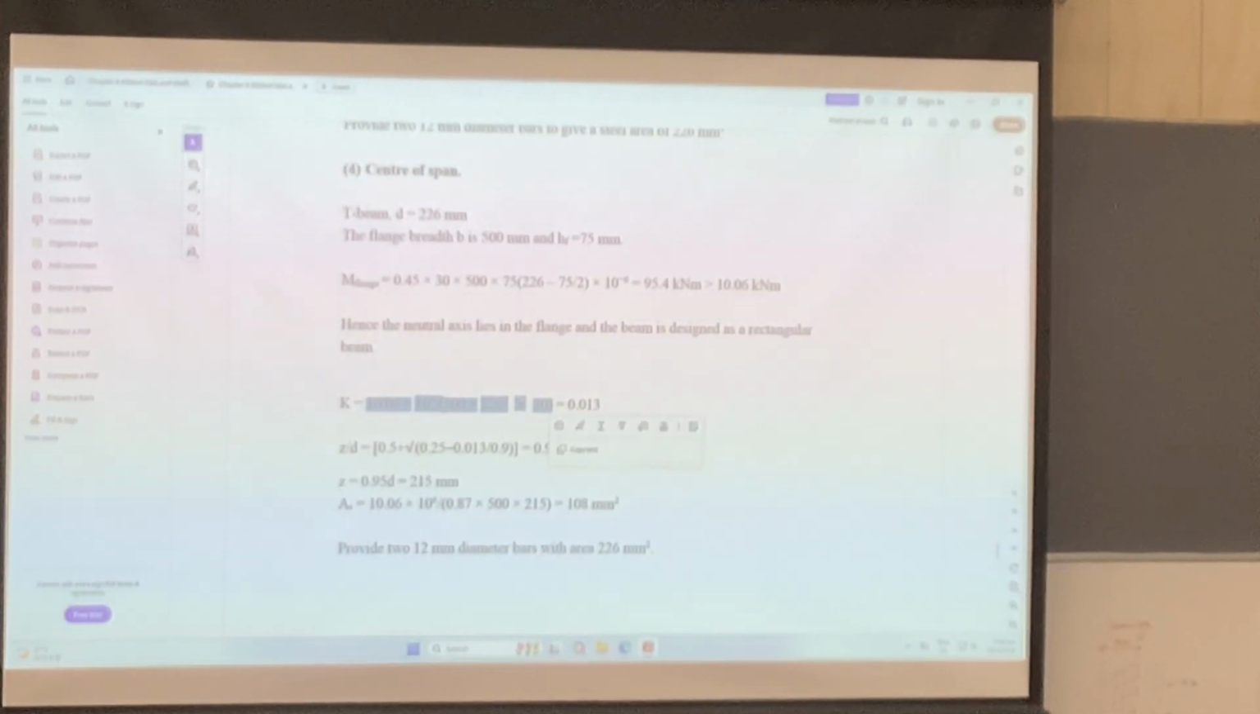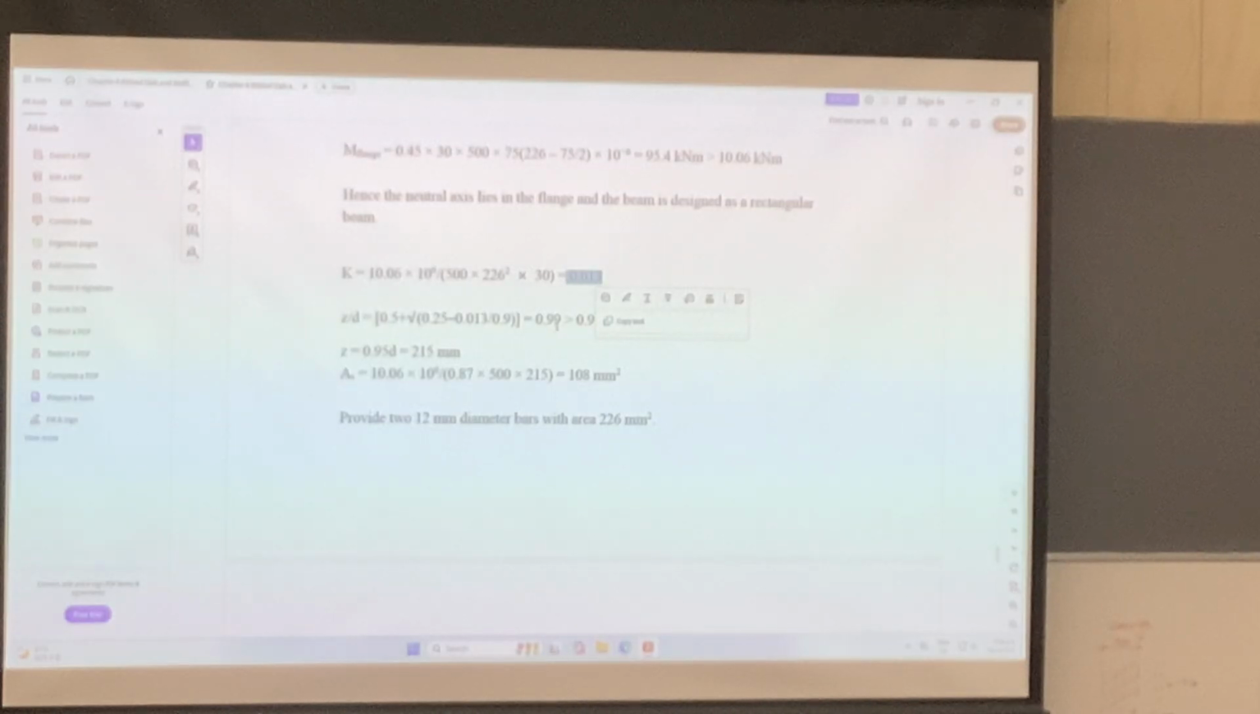So you have the moment divided by 500, this is the width, and then this is the depth, and this is fcu. So you have 0.013, and for the moment arm it is 0.99, which is larger than 0.95. Then from this equation, you can get that z is equal to 215.